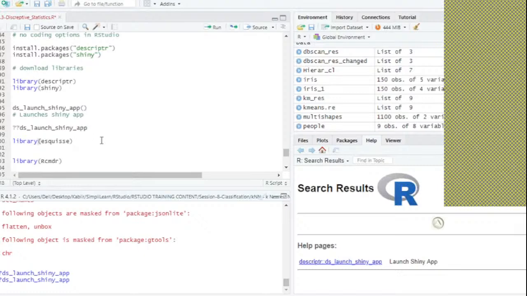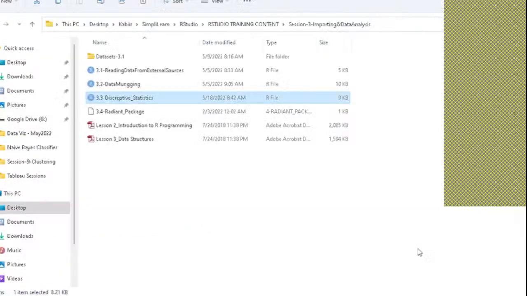Install all the dependent packages. Shiny is a big one, so it might ask you for some more packages to be installed. Okay, now you can install it. I'll just show you the output.